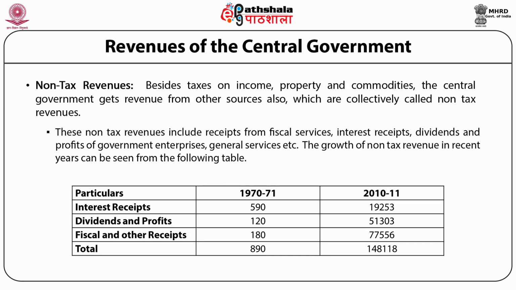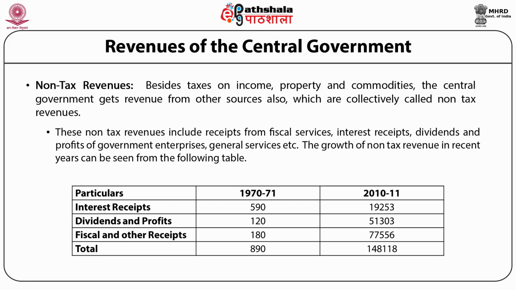The growth of non-tax revenue in recent years can be seen from the following table. In the year 1970-71, the interest receipts were just 590 crores, which have increased to 19,253 crores in 2010-2011. Dividends and profits, which were 120 crores in 1970-71, rose to 51,303 crores in 2010-2011. Fiscal and other receipts, which were just 180 crores, rose to 77,556 crores in 2010-2011.